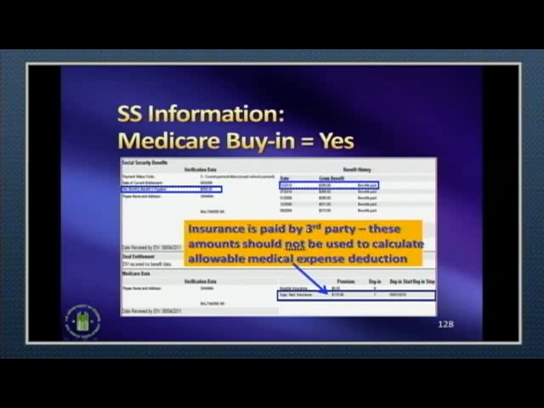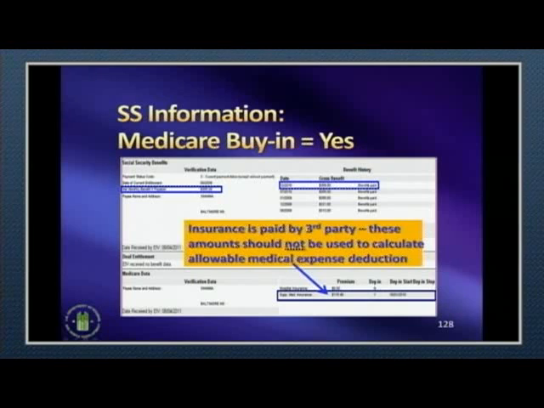Now, this is a common issue that comes up. People say, hey, what does this premium and buy-in yes mean? And I just want to reiterate that when it says that the buy-in is yes, and there's a listed amount, this means that that listed amount is paid by a third party, okay? This is not an out-of-pocket expense, so therefore this amount should not be used in the calculation of determining eligible deductions for medical expenses, okay? So I just want to make sure everybody puts a star on this slide so that you understand that, because this is a common question.